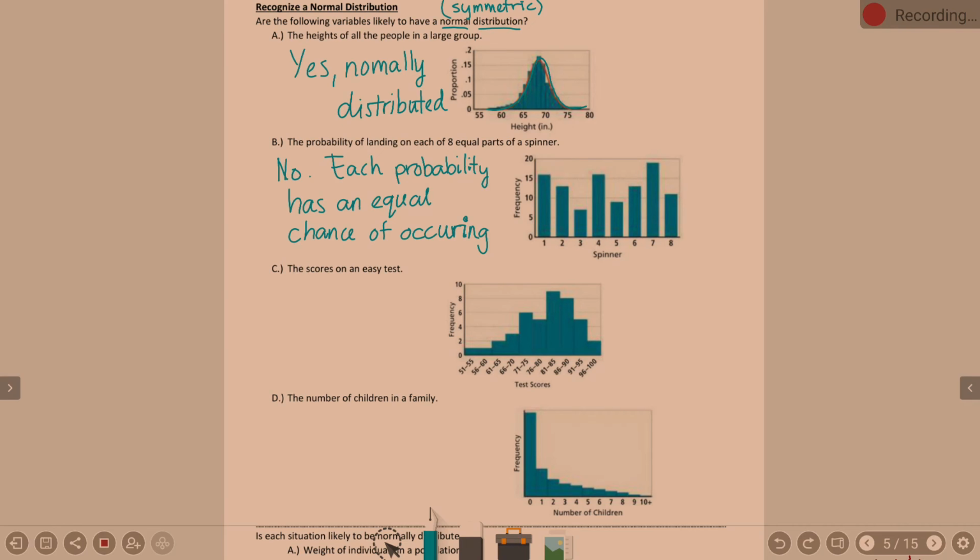Okay. If you're struggling with seeing A and B, C should be more obvious, I feel like.